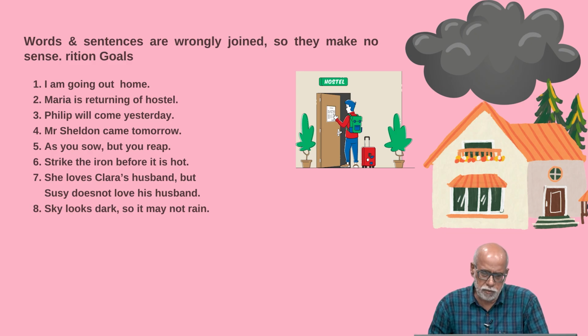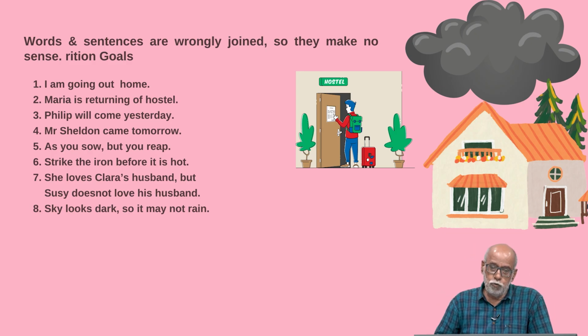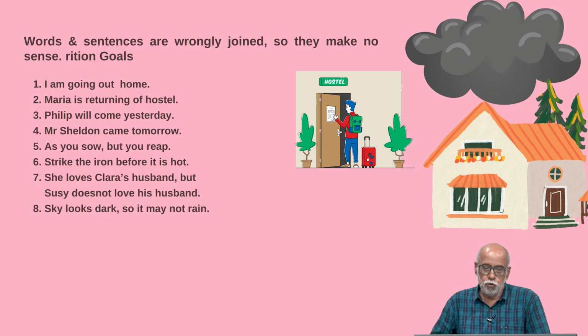Look at some examples here. They are definitely not good examples. They are wrong examples. Can you say, I am going out home? The listener would be confused. The reader would be confused. Are you going out of home? Are you going out from home? Are you going out to somewhere from home? Or you were out and coming back to your home. What is it you want to say? That will not be clear.